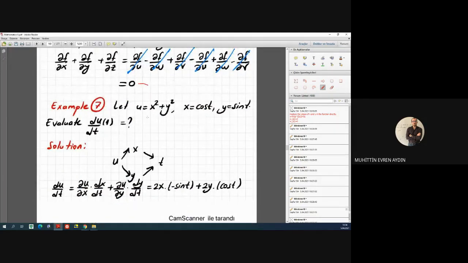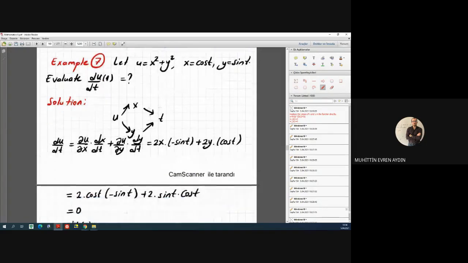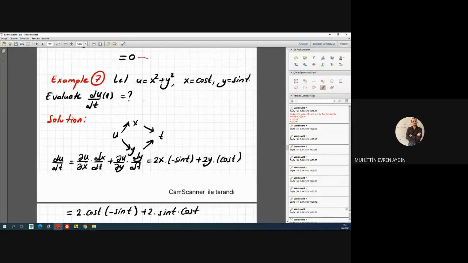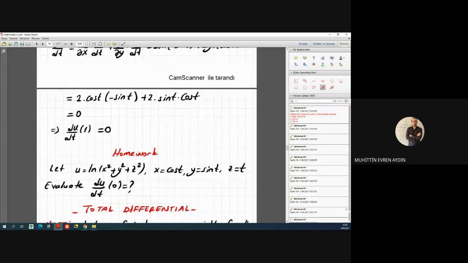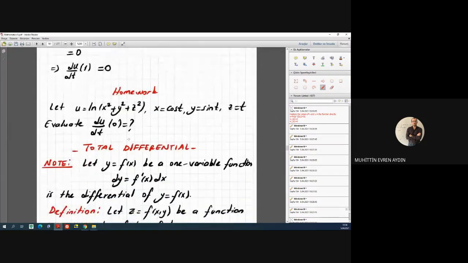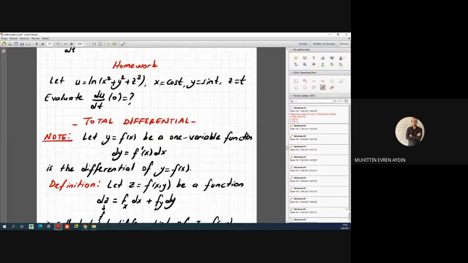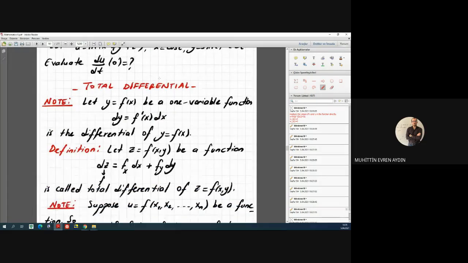Okay. This is a very easy example. If you replace x and y with cosine t and sine t, you may obtain that u is a constant function, 1, and the derivative is clearly 0. Okay. In this text, there are many problems that you may solve yourself, and please do that.